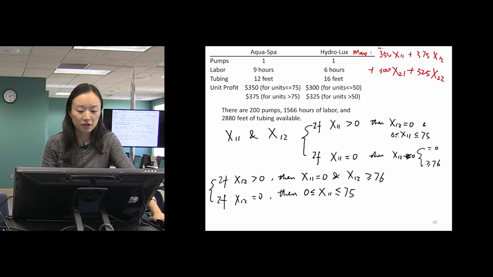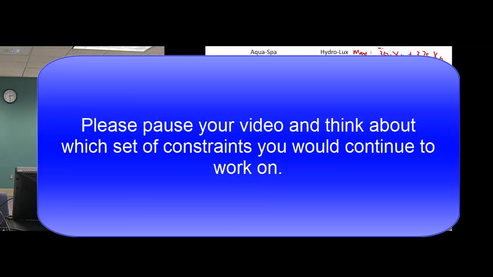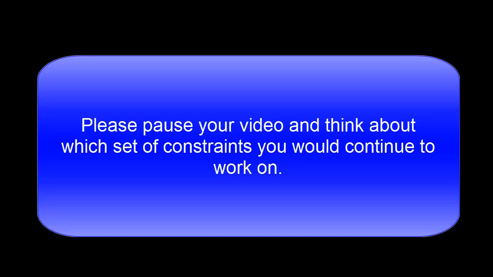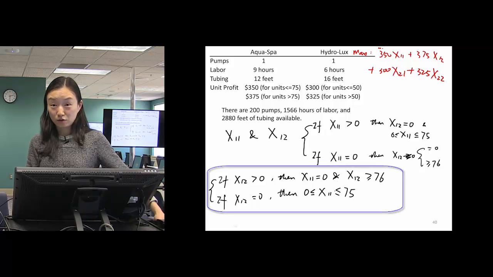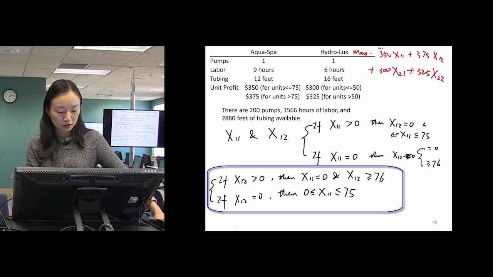Then look at these two sets of logical statements and see which one you prefer to work with. Just take a brief look. I would prefer the second one too. My reason is that this is pretty straightforward. If this is greater than 0, then this equals 0. Under this situation, there is only one condition you deal with, and the same for this one.